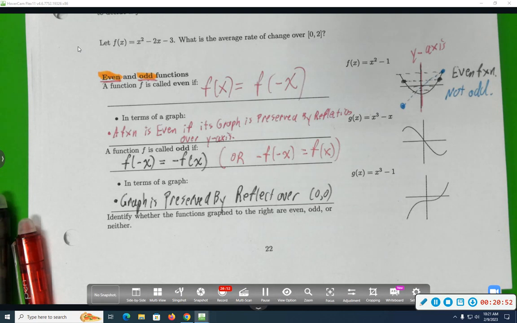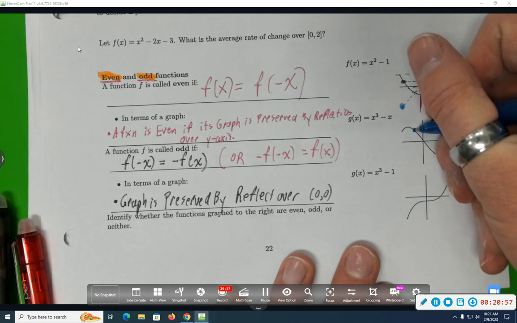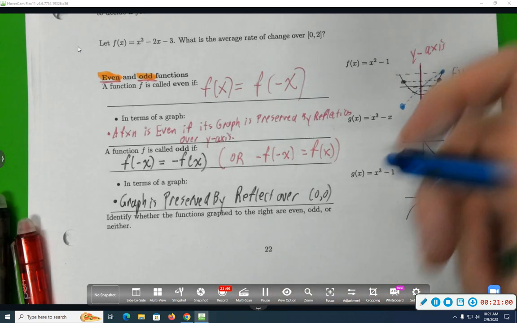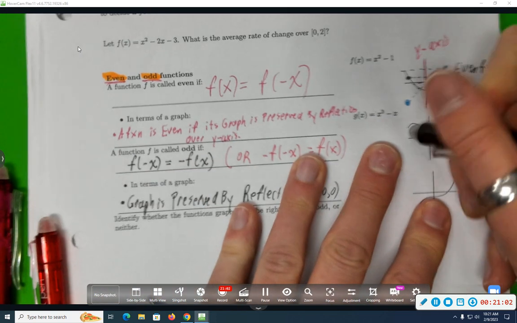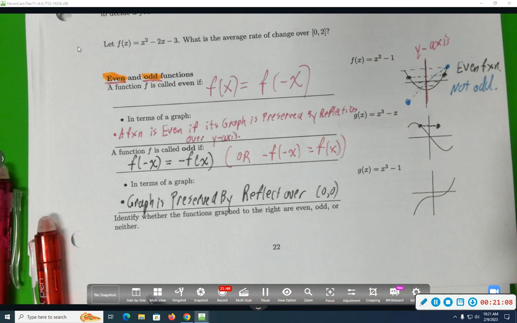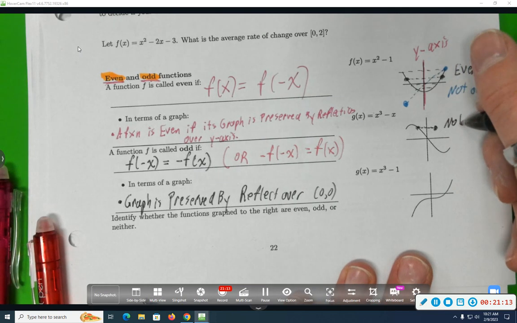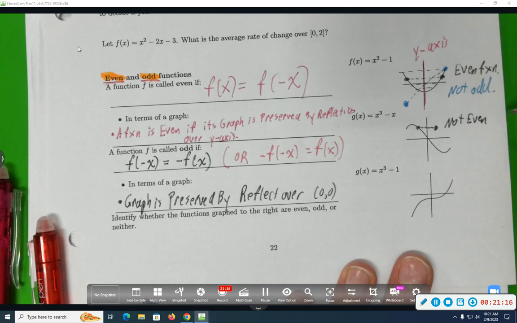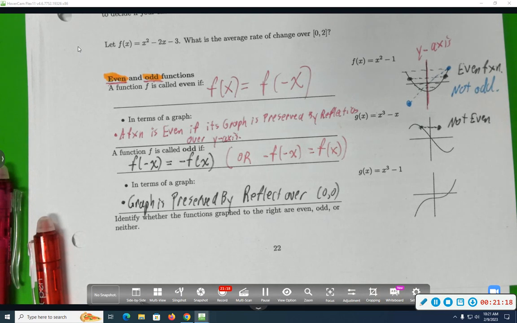It is not even, and let's check why. I'll take this point on the graph. I'm using this color to check for evenness. I'll reflect it over the y-axis. Is that new point on the graph? Nope. So it is not even. Is it odd? So for yes, it is odd. For no, it is not odd. Cool. And on that one, it is in fact odd.